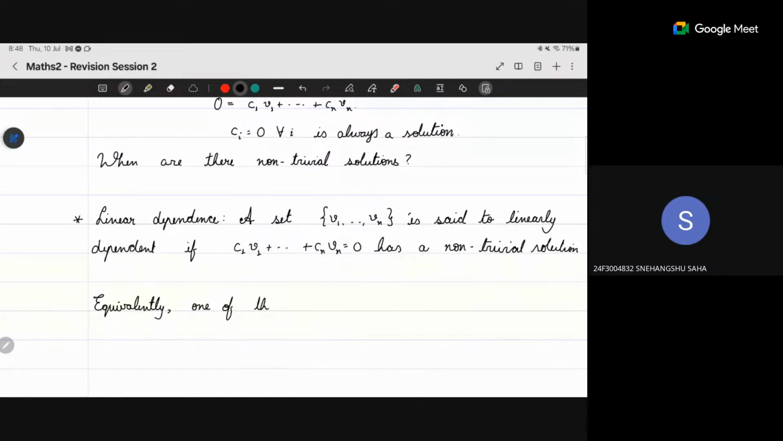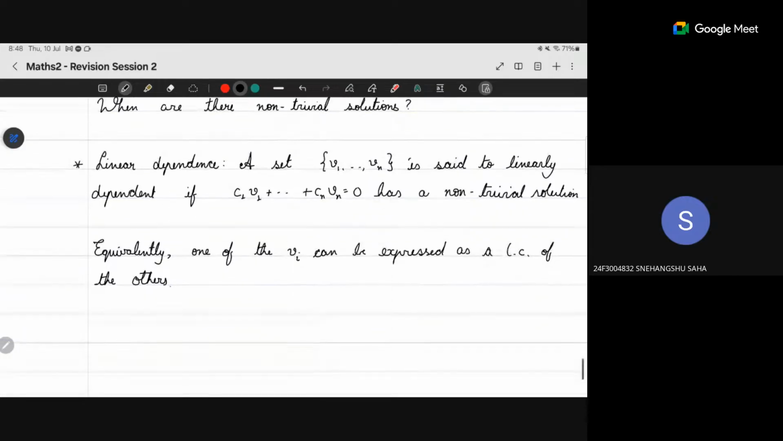One of the vi can be expressed as a linear combination of the others. That's why it's called linearly dependent, because one of them is actually a combination of the others. So it's not really independent. If I even remove it, you'll not lose much, because that can be recovered by linear combinations of existing elements itself.